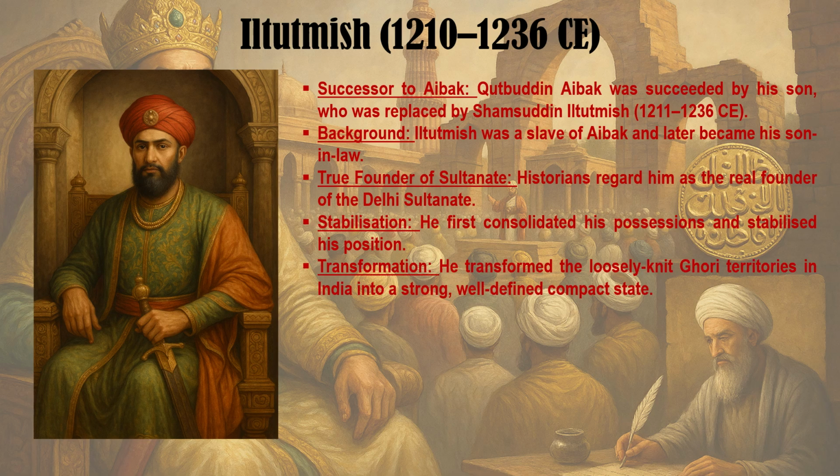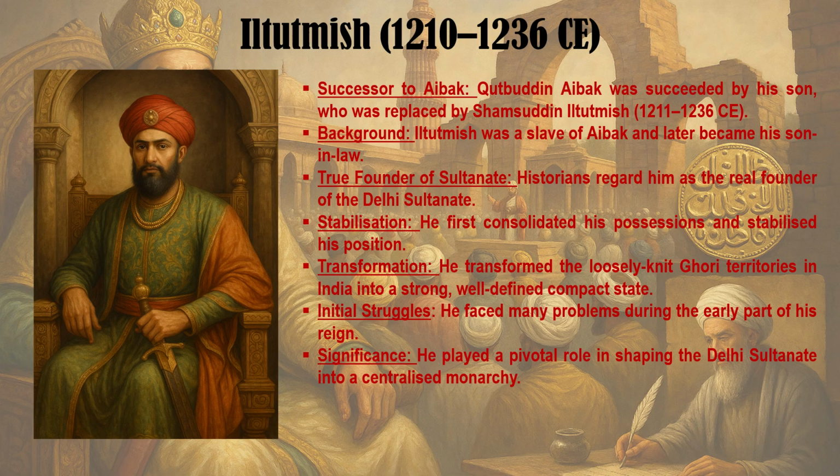He transformed a loosely knit Ghori territories in India into a strong, well-defined, compact state. So Ghori and Qutbuddin Aibak had conquered many territories, but they were not organized properly under a common administration. That was done by Iltutmish. He faced many problems during early part of his reign. So for the beginning part of his reign, he faced many problems.